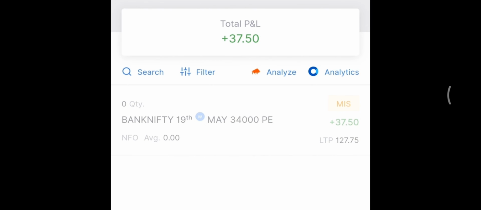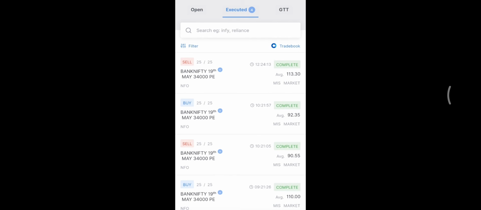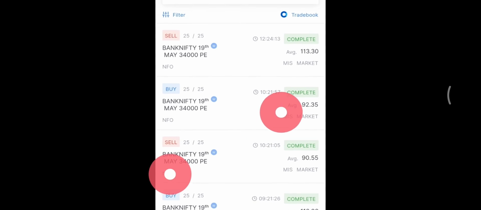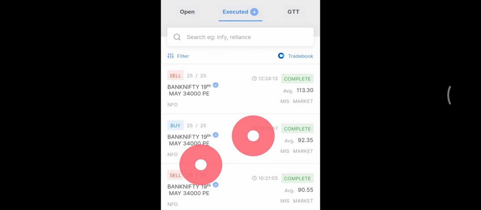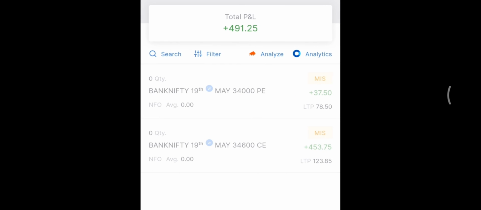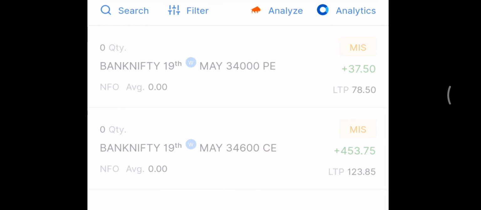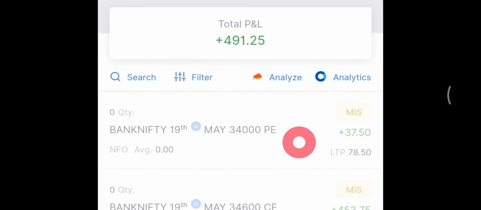This is my initial profit. Initially I made a 400 rupees loss, and after recovering that loss I made 37 rupees by buying a PE option. And this is my order book. Initially I made a loss, and in the second trade I took, again I went short and made a 37 rupees profit. And this is the second trade. As you can see, in the second trade I went long and I booked my profit near this previous day high, and I made a profit of rupees 491.